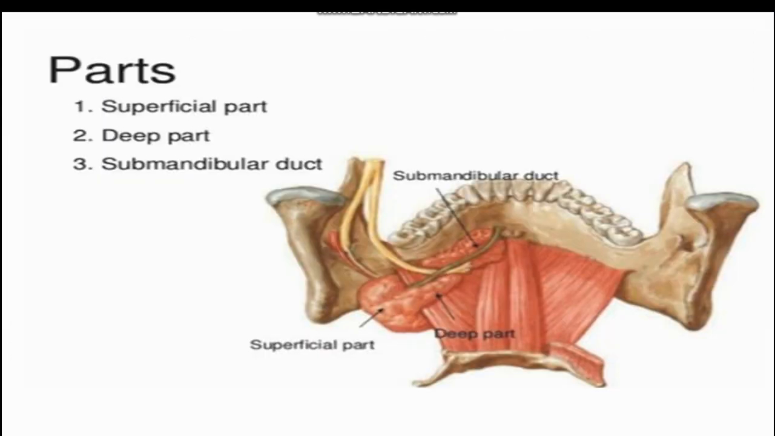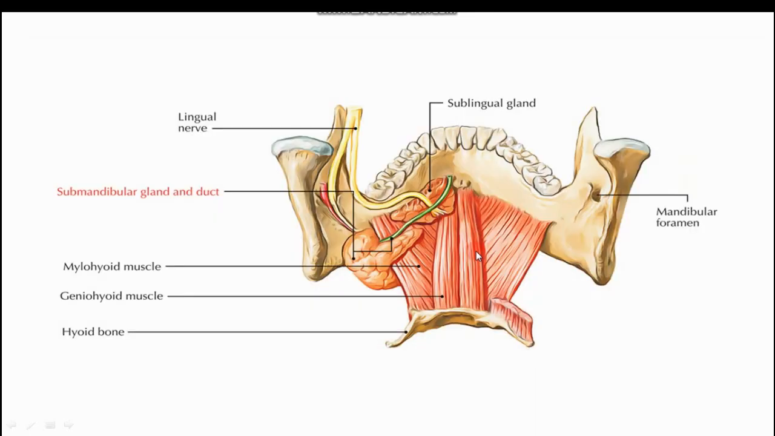The superficial part you have just seen; this is the deep part of the submandibular gland, and this is the submandibular duct. This is known as Wharton's duct. Here you can see it much better: this is the deep part of the submandibular gland, and you can see this duct.